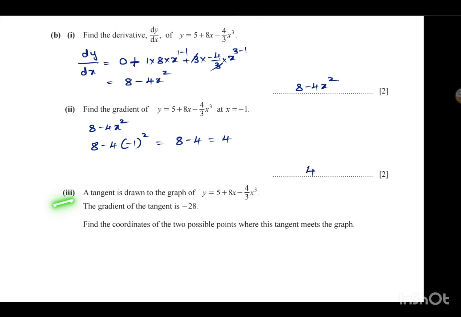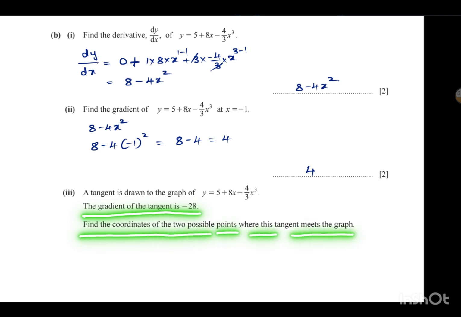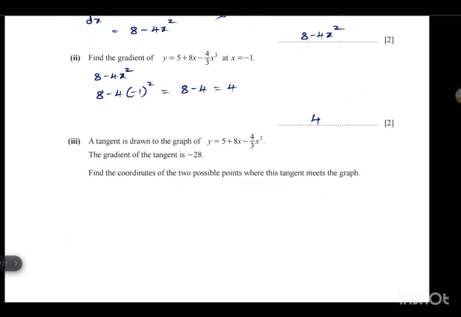Question number 3. A tangent is drawn to the graph of y is equal to 5 plus 8x minus 4 by 3x cube. The gradient of the tangent is minus 28. Find the coordinates of two possible points where this tangent meets the graph. So here we have the value of the gradient of the tangent. So just take the derivative, equate it to the gradient. Using this we get the value of x.